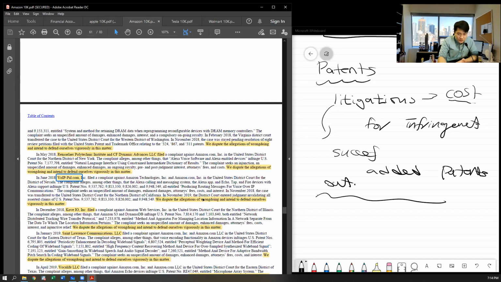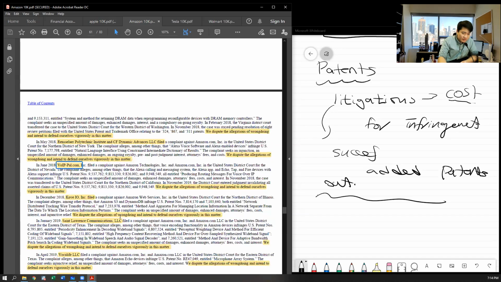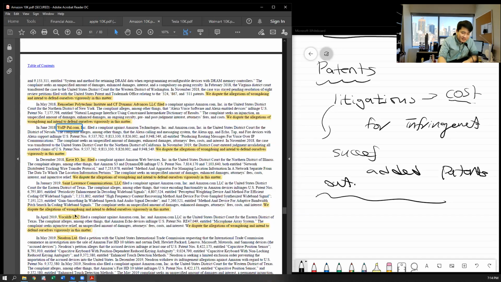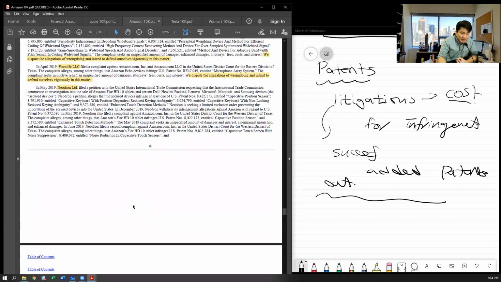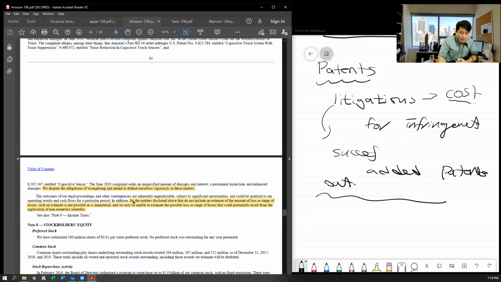So this company sues Amazon, this company sues Amazon, this company sues Amazon. So Amazon is involved in a lot of legal proceedings. But at the end of the day, for the matters disclosed above that do not include an estimate, the estimate cannot be measured. That's why we don't have the numbers in the balance sheet or the income statement. It's just being disclosed in the notes under the financial statements.